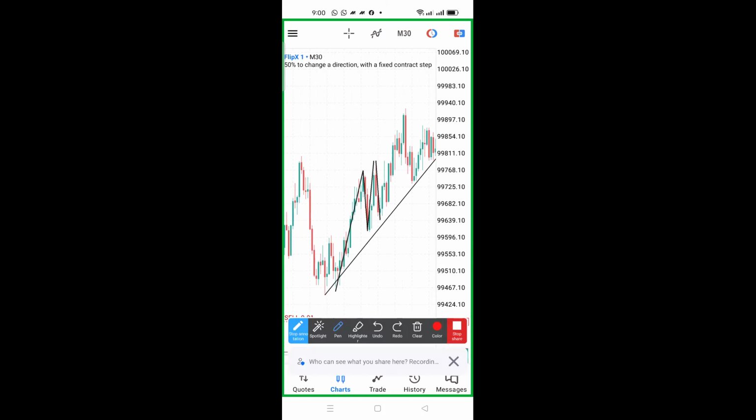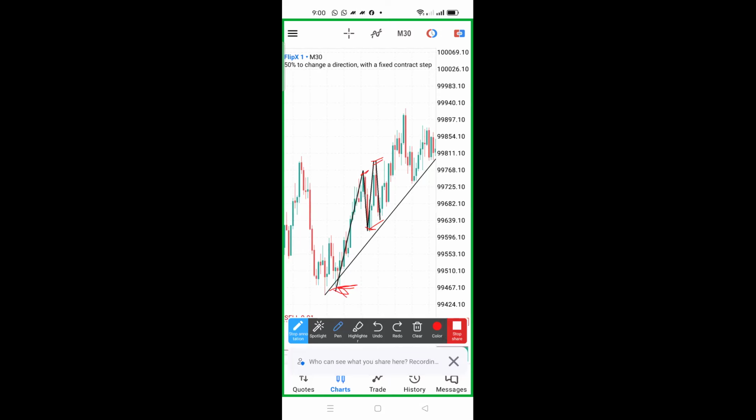Okay, so this is a low. We've created this low, and this is a high. Now this is a low again. Now this low is lower than this previous low. All right. Now from here, we've created another high. Now this high is higher than this previous high.